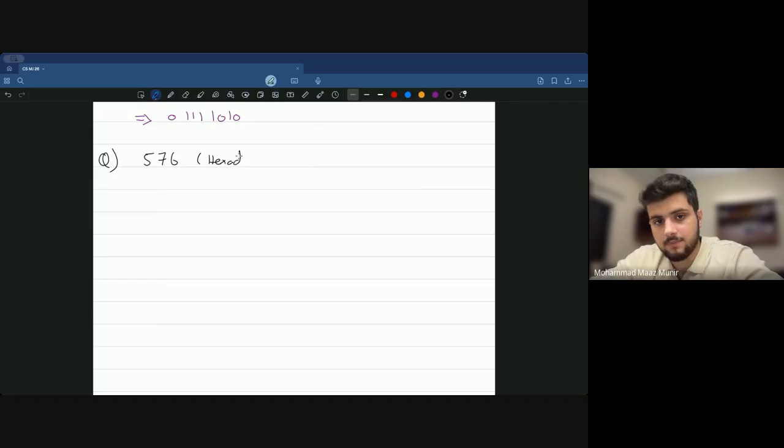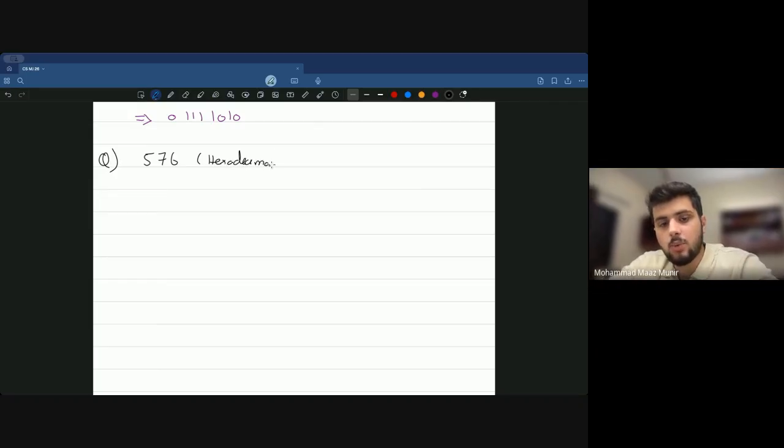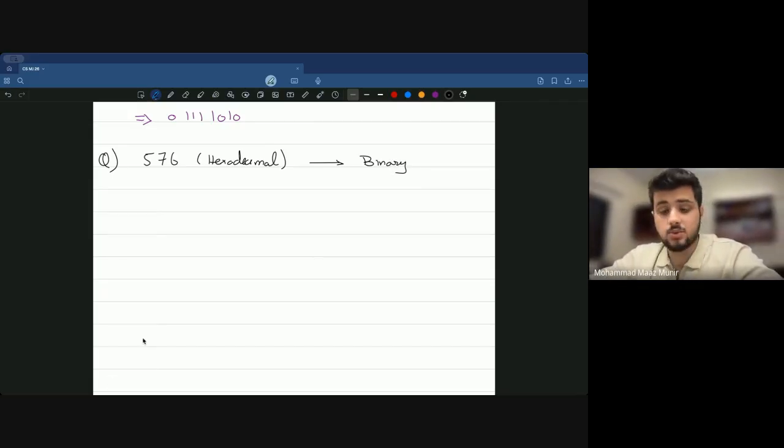So this is a hexadecimal, and I want you to convert this 576 into binary. How would you be doing this? Back when I was preparing for my exams, I made this mistake in one of my quizzes. They gave me a 576, and I was like, bro, 576 is a denary number. How did my teacher say that it's a hexadecimal value? Definitely, I have to do it the normal way.